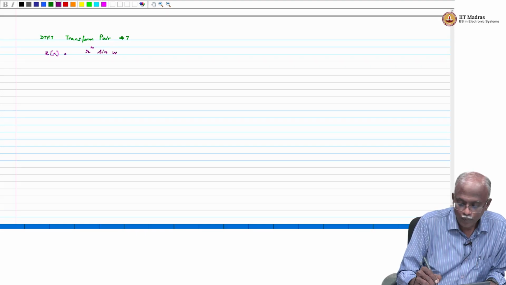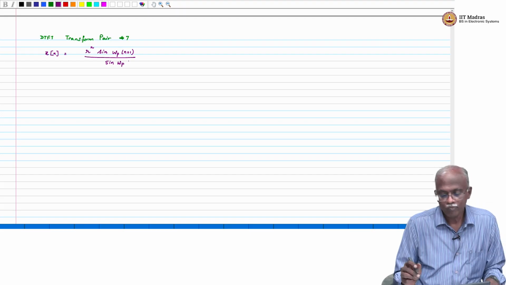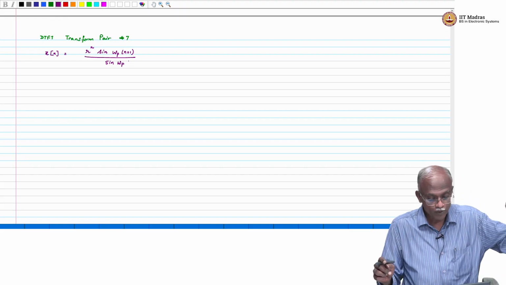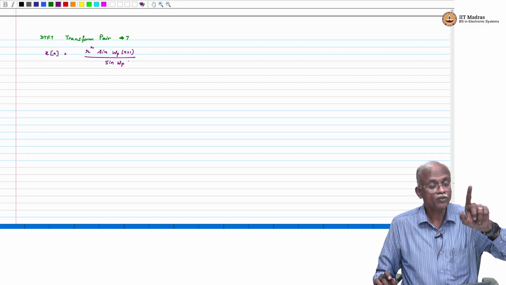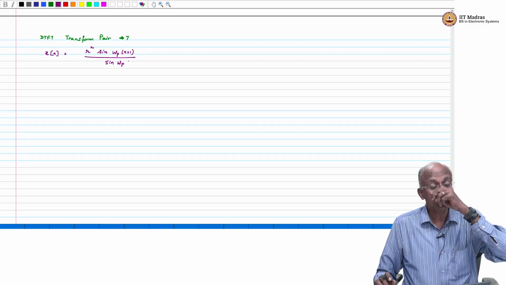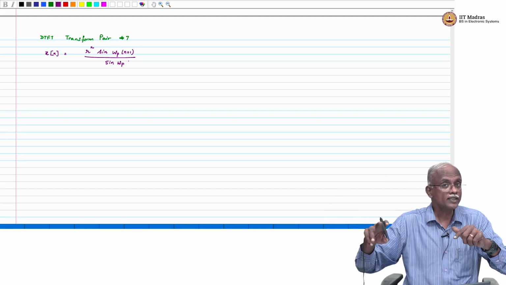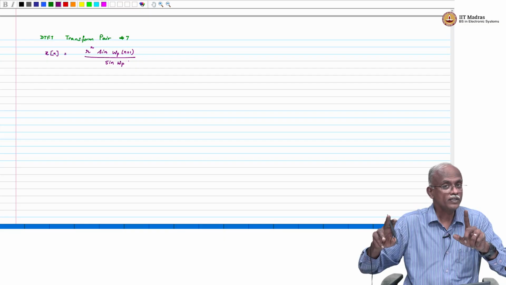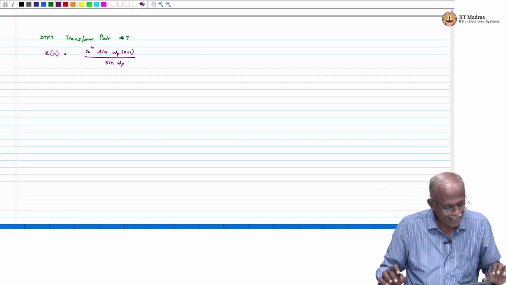sin omega p n plus 1 divided by sin omega p. Notice, it is an exponential weighted sequence. It is a sinusoidal function. Omega p is the frequency. The numerator term is a sinusoid. The denominator term, is it a sinusoid? No, because there is no n term there. It is only a scale factor.